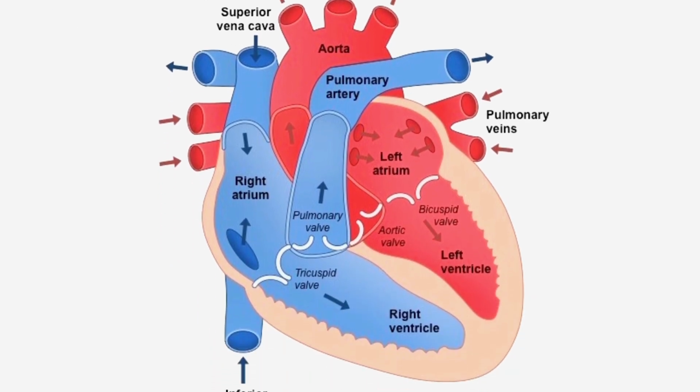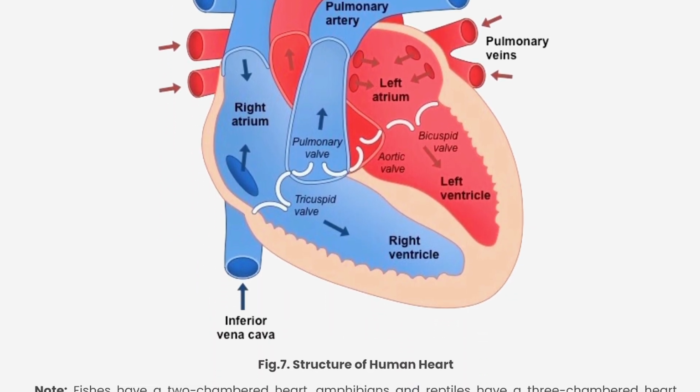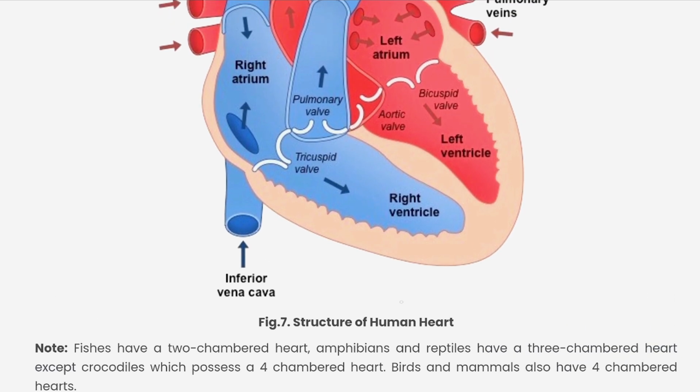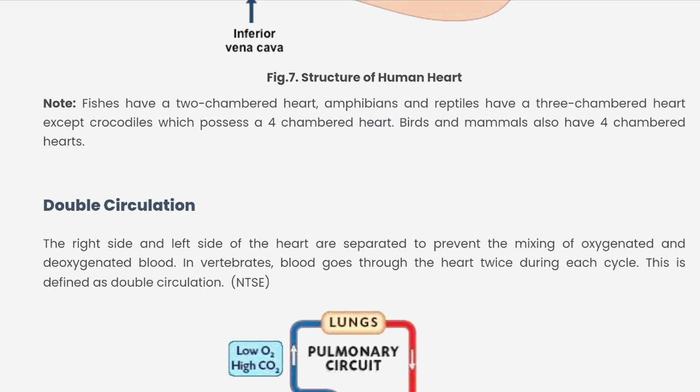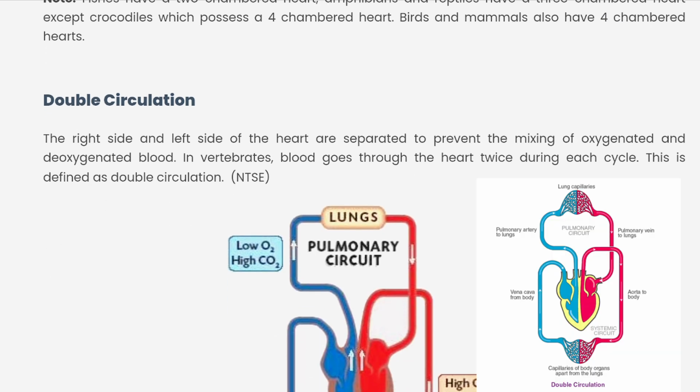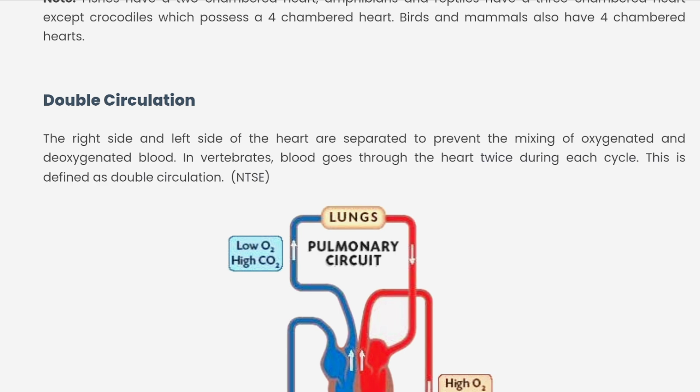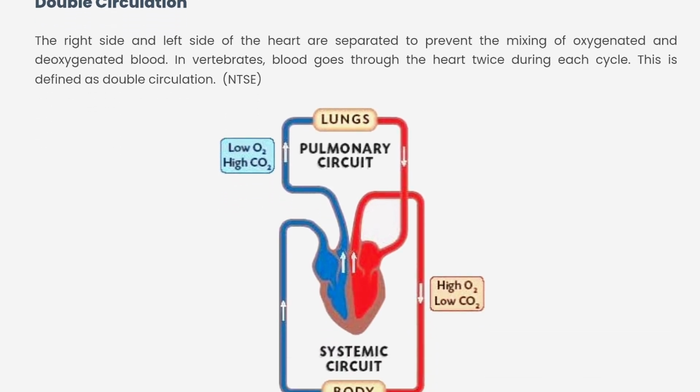Note: fishes have a 2-chambered heart, amphibians and reptiles have a 3-chambered heart, except crocodiles, which possess a 4-chambered heart. Birds and mammals also have 4-chambered hearts. Double circulation. The right side and left side of the heart are separated to prevent the mixing of oxygenated and deoxygenated blood. In vertebrates, blood goes through the heart twice during each cycle. This is defined as double circulation. NTSE. Fig. 8. Double circulation.